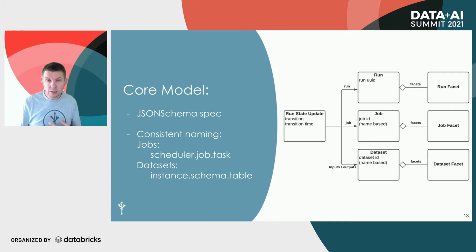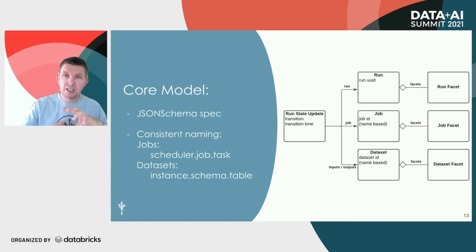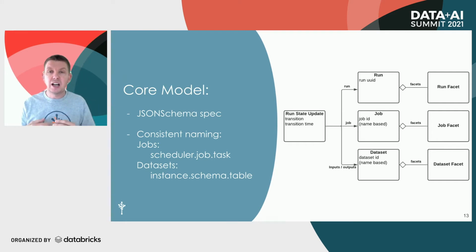The core model of OpenLineage is defined as a JSON schema spec. So there's a schema that defines how you represent a run of a job and what inputs and outputs it has. This is based on consistent naming of recurring jobs and their input and output data sets. So that's the core model of lineage. There's a run of a job, it starts at a given time, it ends at a given time, and it read from these data sets and wrote to those data sets.